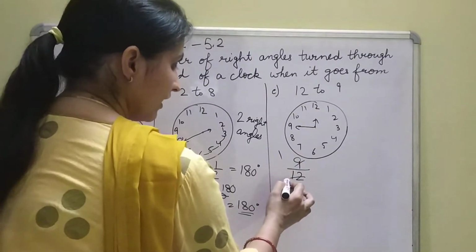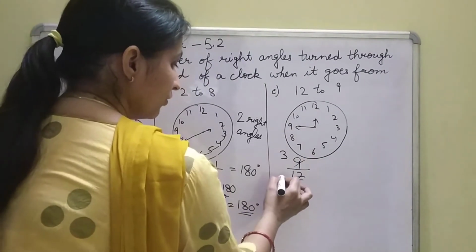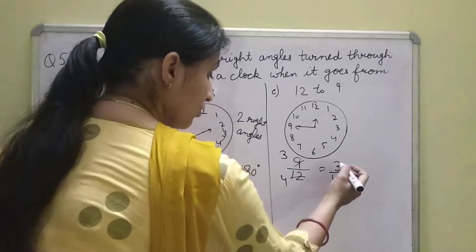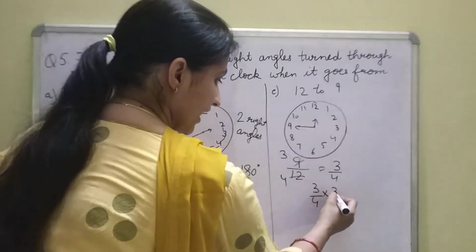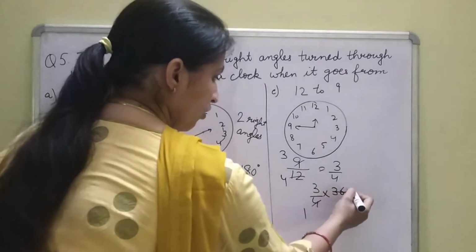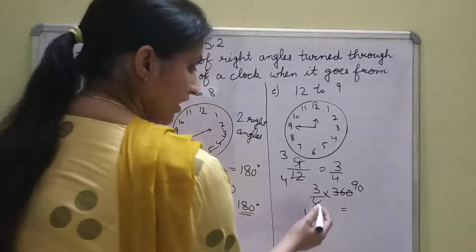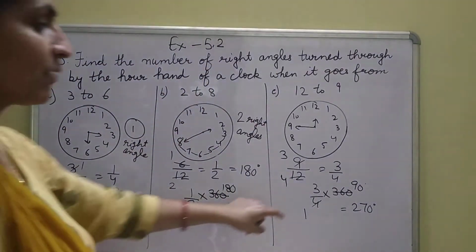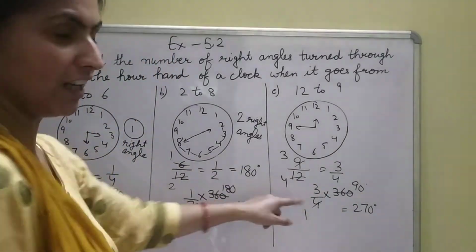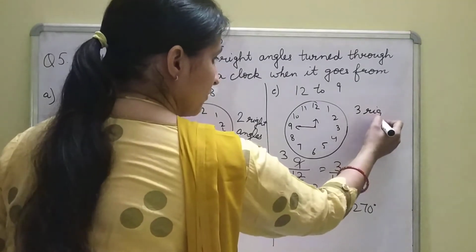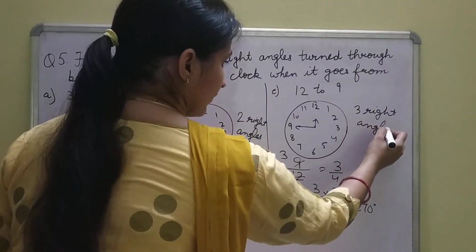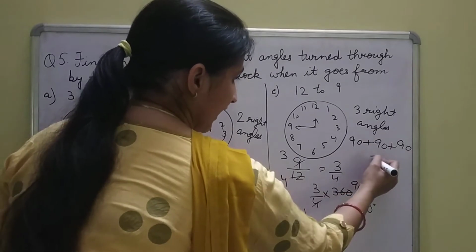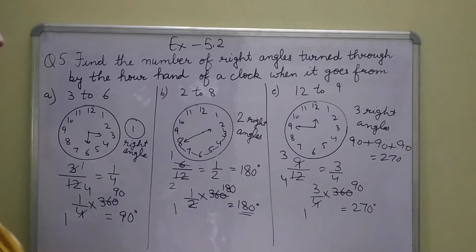3 threes are 9, 3 fours are 12. So 3 by 4 of the revolution. Total revolution is 360 degrees. So 4 ones are 4, 4 nines are 36. So 270 degrees. In 270 degrees, how many right angles are we having? 90 multiplied by 3. So 3 right angles we are having, because 90 plus 90 plus 90 degrees is 270 degrees.